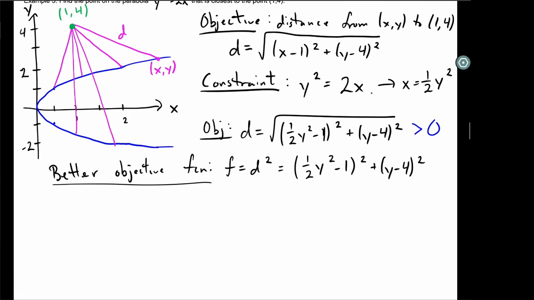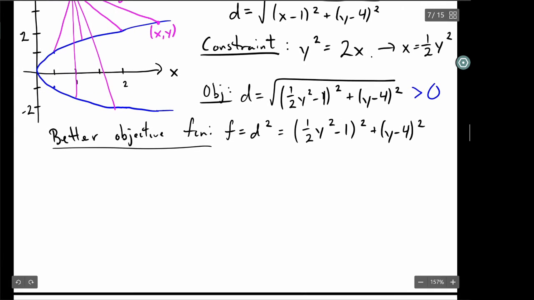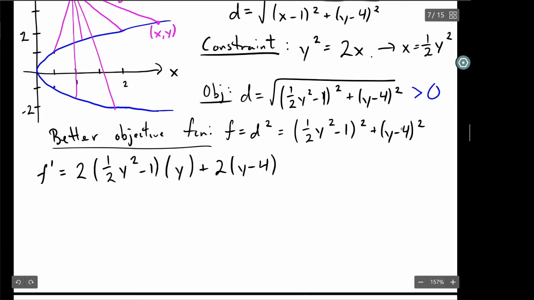All right, so we're going to take our derivative, so f prime. Using the chain rule, we get this as 2 times (1/2 y squared minus 1) times the derivative of the inside there, which is just y, plus 2 times (y minus 4). Derivative of this inside is 1, so we're just here. And let's see, what are we going to get at the end of the day here? We're going to get y cubed.